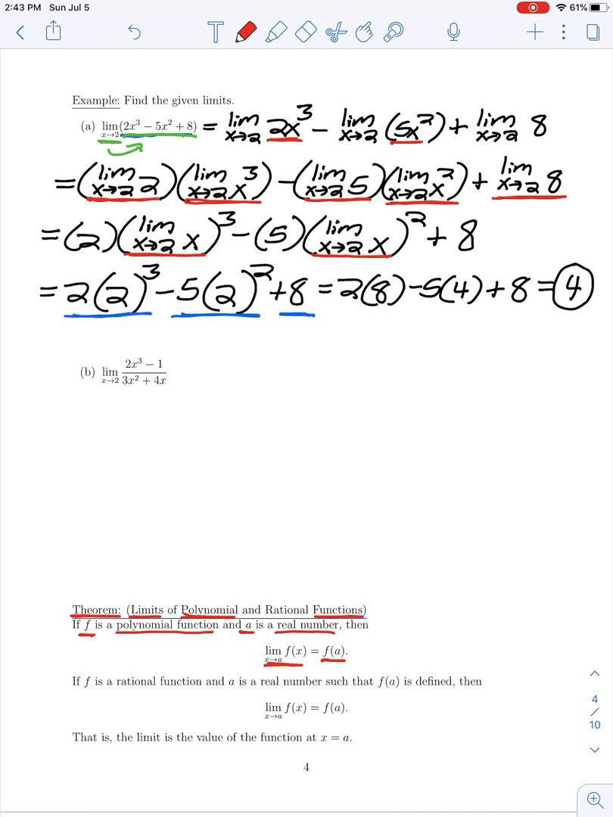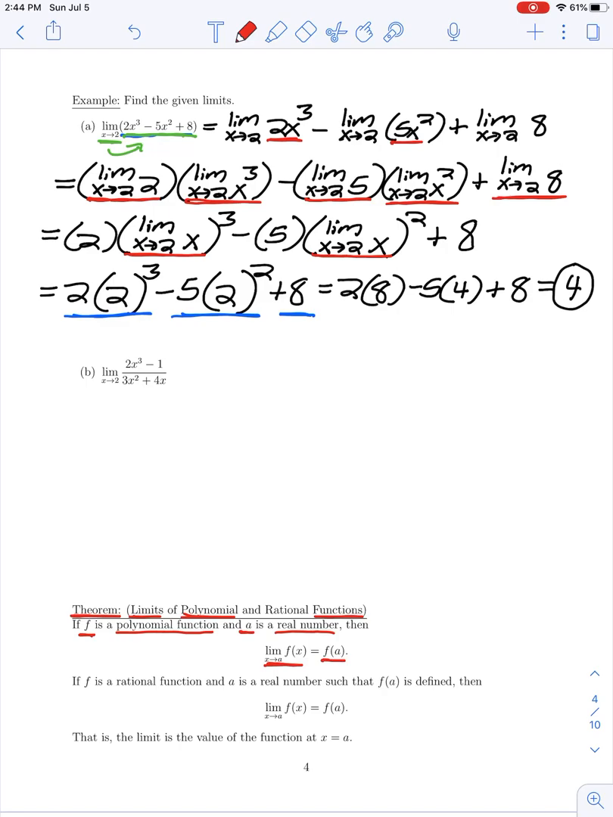So what the first part of this theorem says is for polynomials, we can easily evaluate the limit by simply plugging in the value of x that we're given. So we no longer have to make use of these limit rules in order to evaluate the limit of a polynomial as we did in part A. We know from here on out we could simply plug in the value of x that we're given.